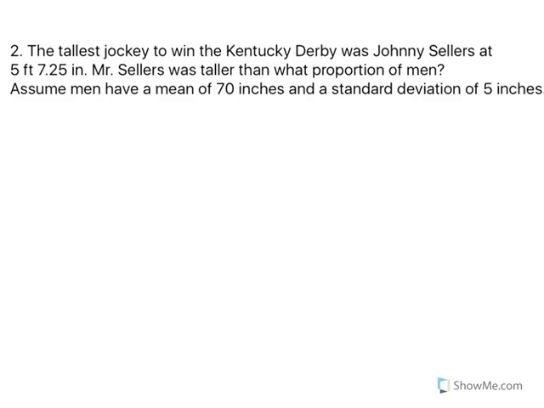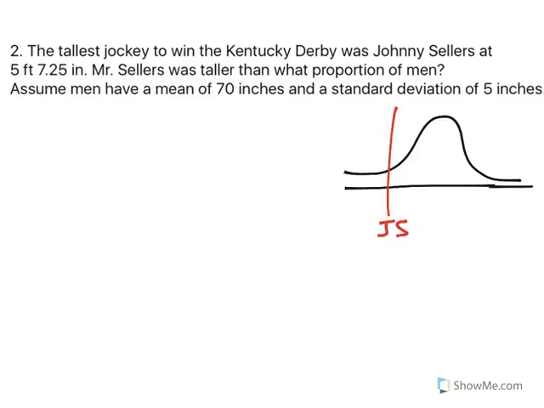Number 2. The tallest jockey to win the Kentucky Derby was Johnny Sellers at 5 foot 7 1/4 inches. Mr. Sellers was taller than what proportion of men? Now let's draw the picture first and figure out what we're trying to find. Okay, so if you're thinking about Johnny Sellers, let's just draw a line and say he's here. All right, so he was taller than what proportion? Well, if this is Johnny Sellers here and he's taller than people, that means we're looking for this side. All of these people would be shorter than him. So we need to find the z-score so that we can find the proportion that goes with that.